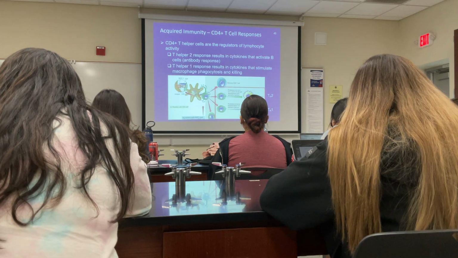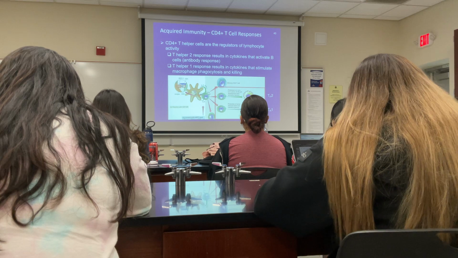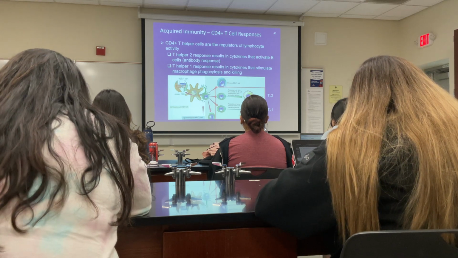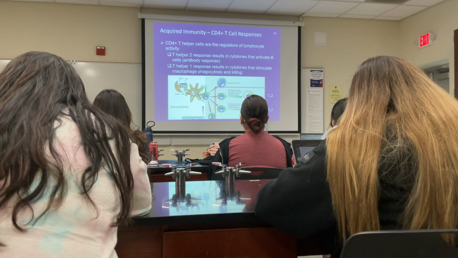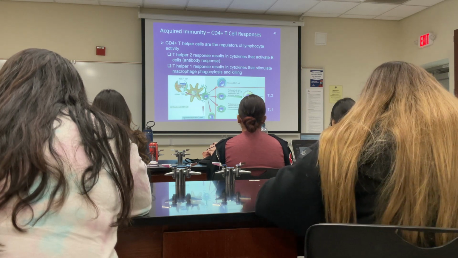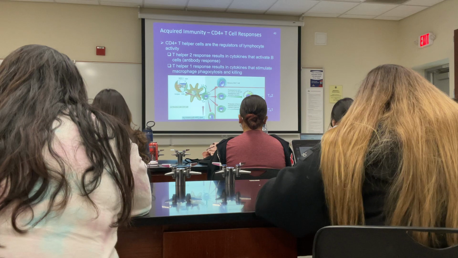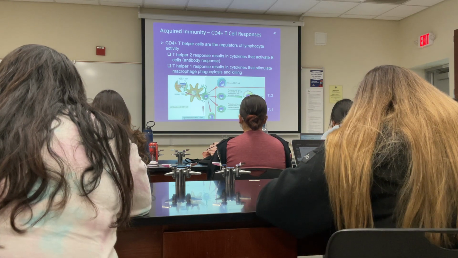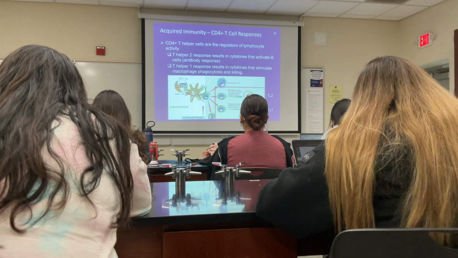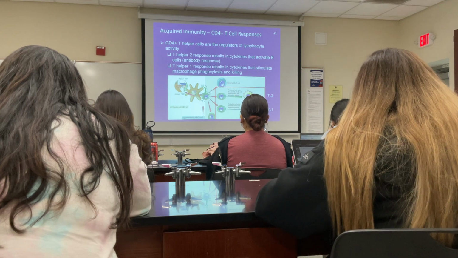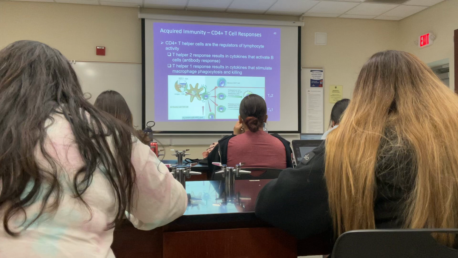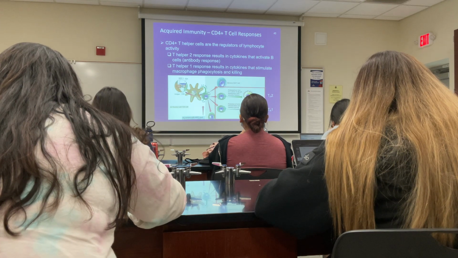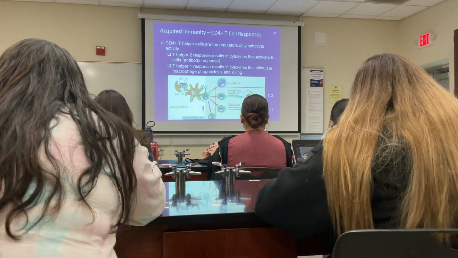T helper 2 responses are the ones that are for extracellular responses. You want to signal B cells to make a whole bunch of antibodies because there's some extracellular bacterium or a worm or something in the body. So it's going to release specific cytokines like IL-4, IL-5, IL-6, IL-10. All of these are to activate B cells because you want mainly an antibody response to something extracellular.